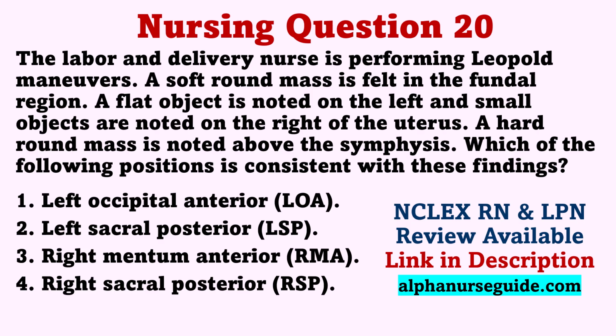In the right mentum anterior position, the fetus's face is facing toward the mother's right anterior, and small objects are felt on the right of the mother's abdomen with a flat area felt on the mother's left side. In the right sacral posterior position, the fetus's sacrum is facing the mother's right posterior, and a hard round mass is felt in the fundal region, while a soft round mass is felt above the symphysis.